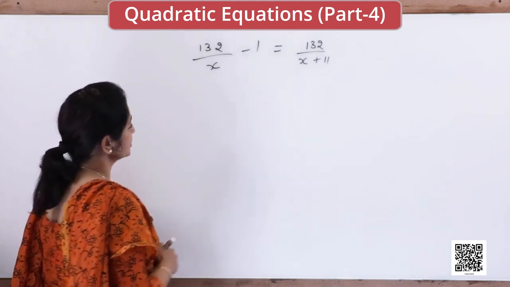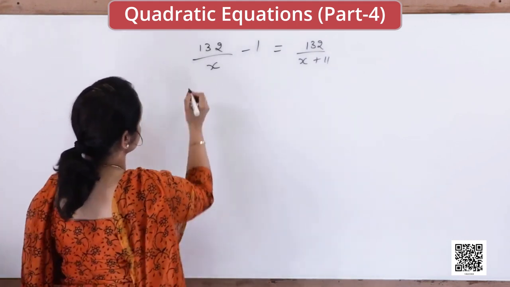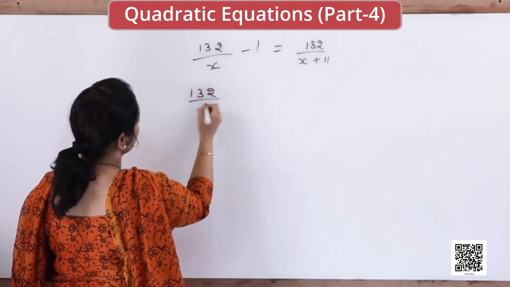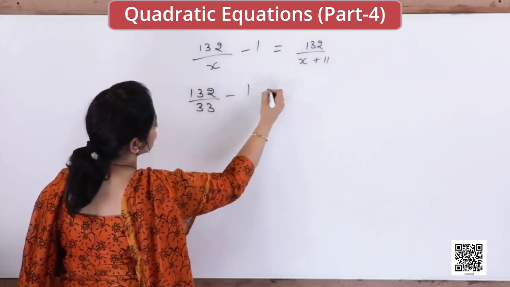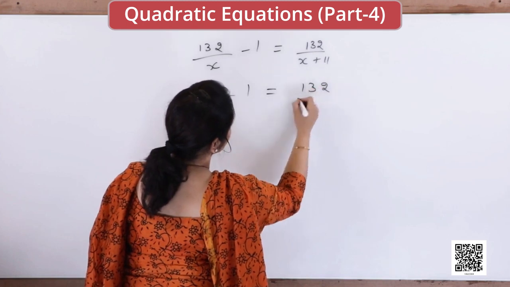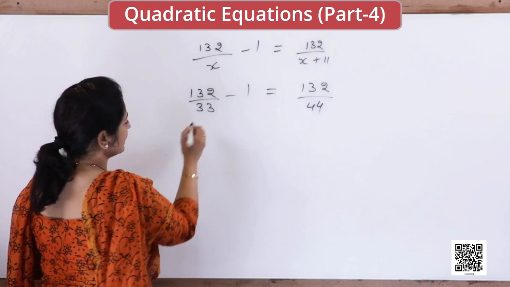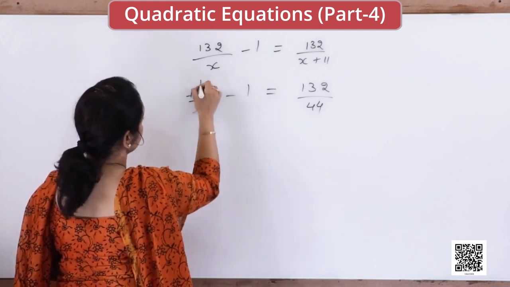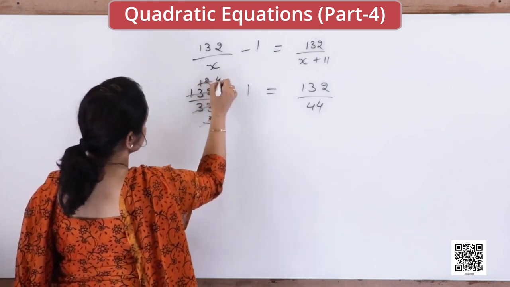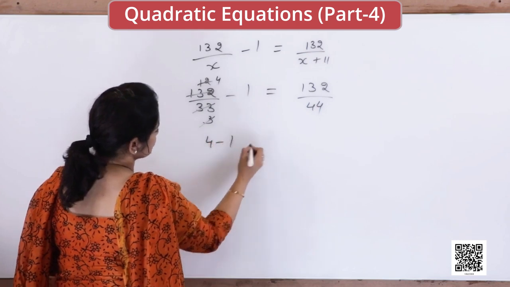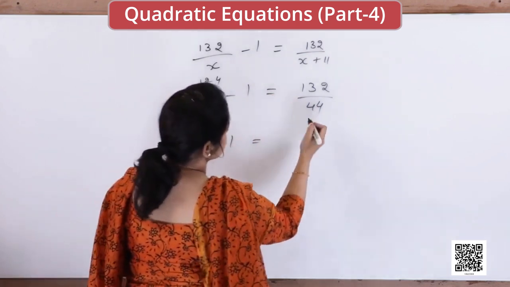Now, let's cross check it. Putting the values in this equation, we will get 132 upon 33 minus 1 should be equal to 132 upon x plus 11, that is 44. So, if I divide it by 11, I get 3 here and 12 here. Now, again cancelling it, I will get 4 minus 1. It should be equal to this.